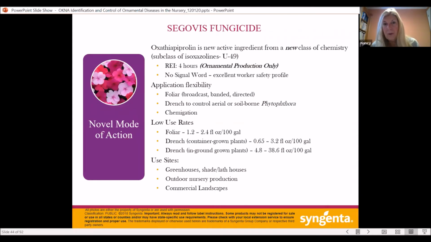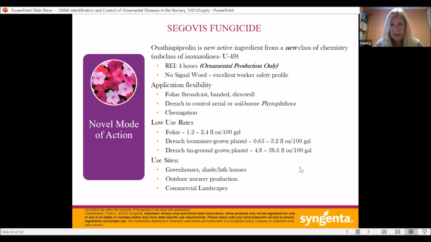It is in the FRAC group 49. It's in a new class of chemistry called isoxazolines. The active ingredient is called oxathiapiprolin, kind of a big word, but it is new chemistry for our ornamental market. So again, it provides a nice resistance management tool to incorporate into the products that we already have. Use rates are quite low, 1 to 2.4 ounces.